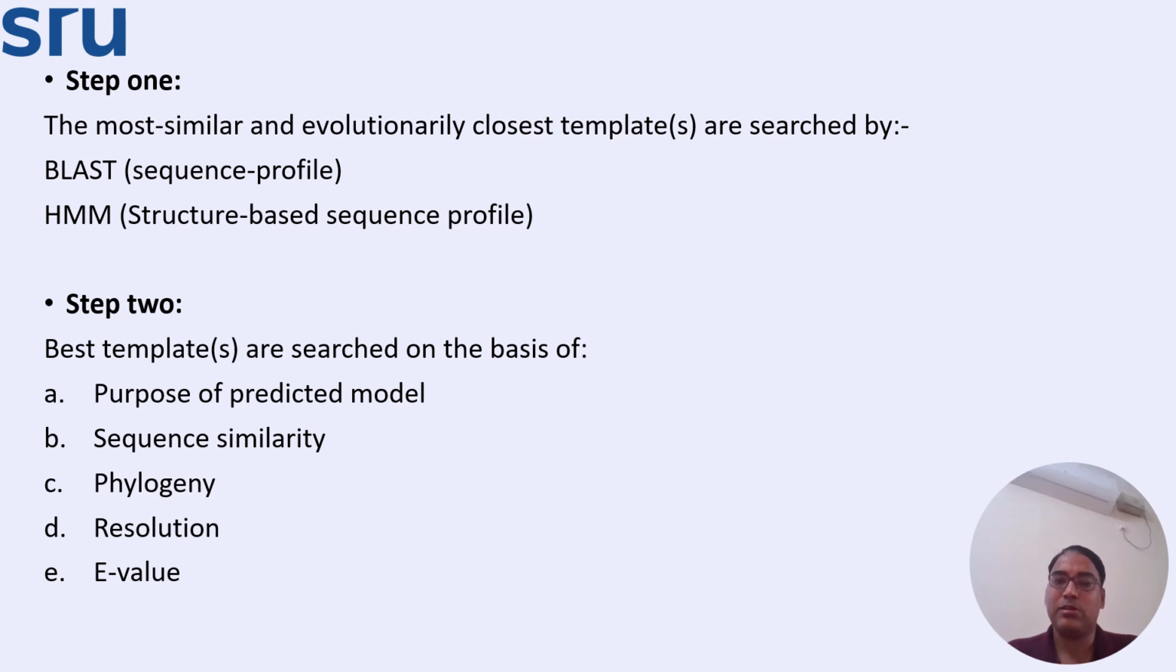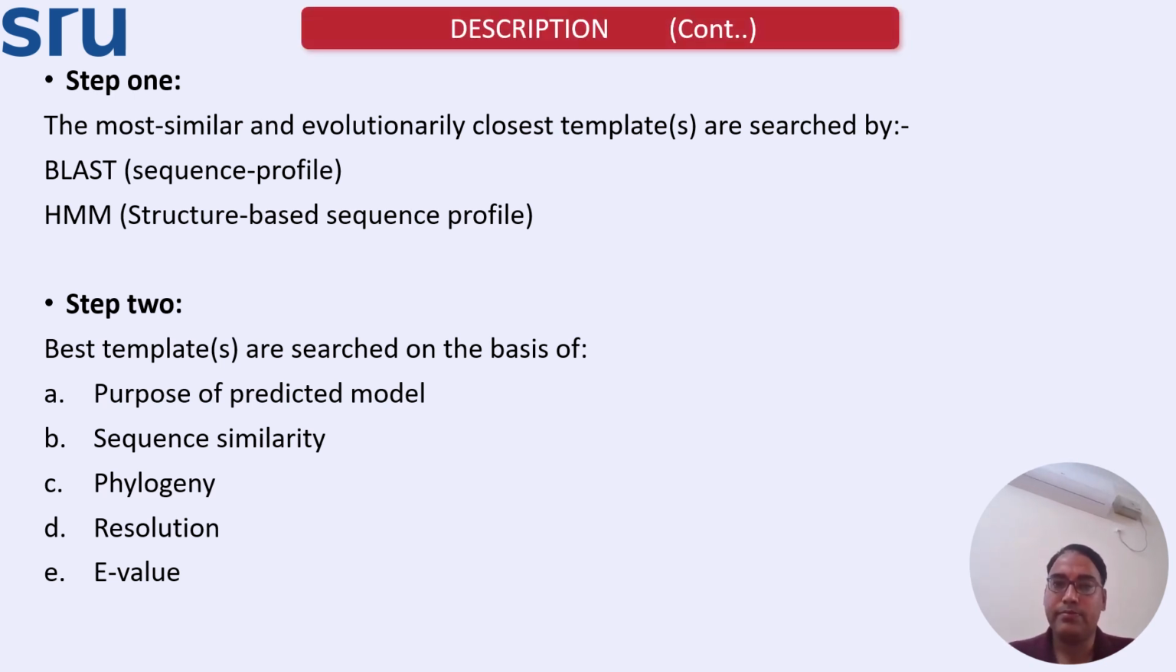How to search a template? See the purpose of the predicted model. We have already discussed all this last class, so I won't repeat it again. Purpose of the predicted model, sequence similarity, phylogeny, resolution, e-value. These factors play a substantial role in searching for a commendable template.